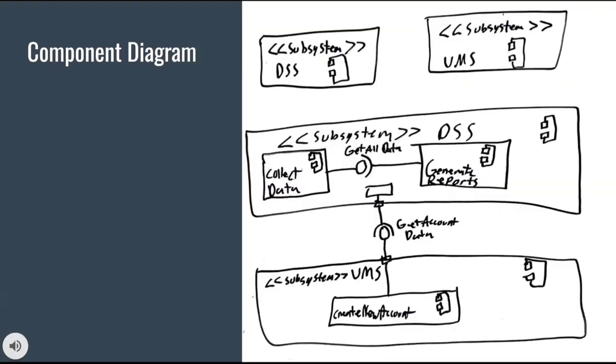As for our component diagram, we have 2 subsystems, DSS and UMS, and within our DSS component, we have the component collect data and the component generate reports, which is connected by the interface of get all data. Our DSS subsystem is also connected by the interface of a get account data from our subsystem UMS with the component of create new account.